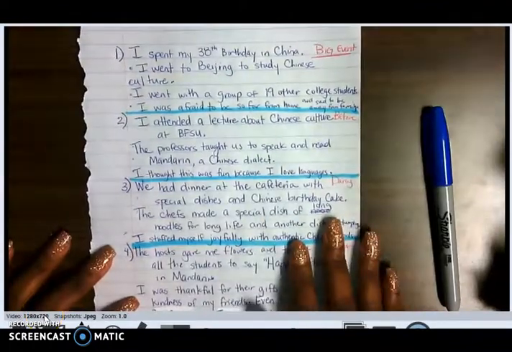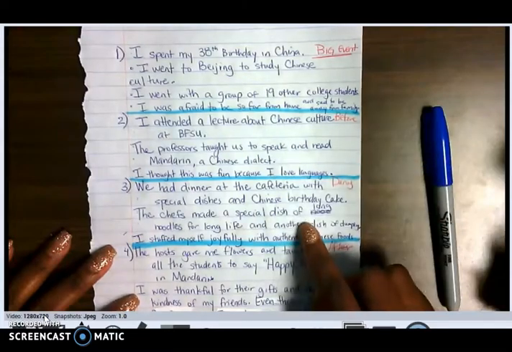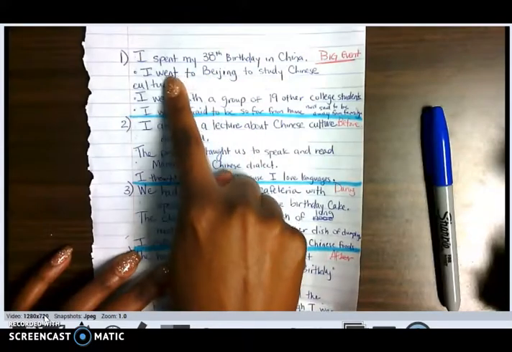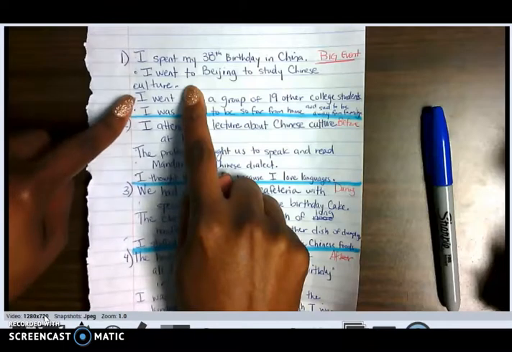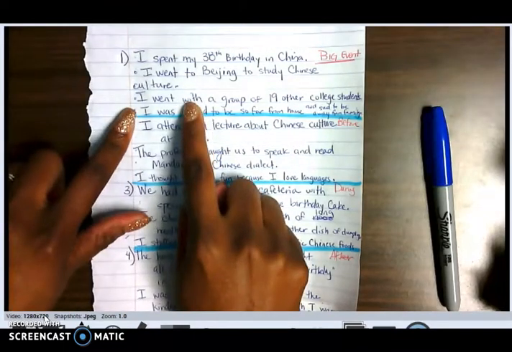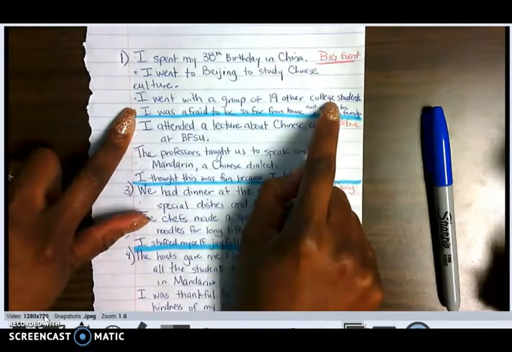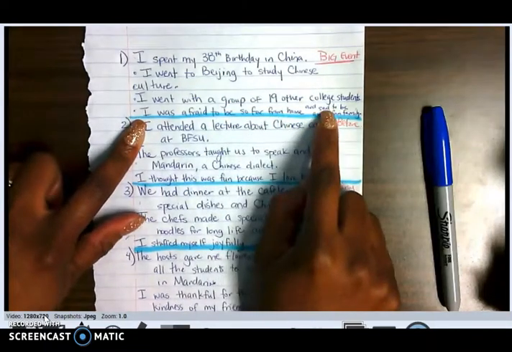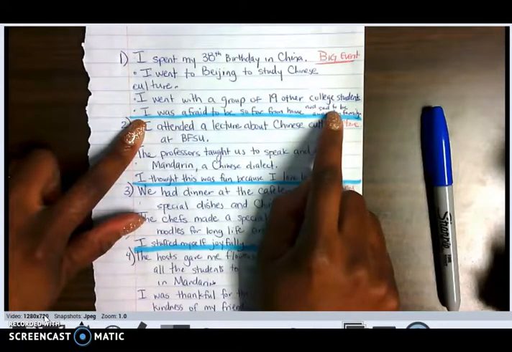All right, so here is our outline with those actions and events included. So with the big event, I started with, I went to Beijing to study Chinese culture, so I have my setting and why I was there. Then the next sentence is characters. I went with a group of 19 other college students. And then the emotion, I was afraid to be so far from home and sad to be away from my family. Because it's the narrative, so we still have to have actions and emotions in each part of our narrative.